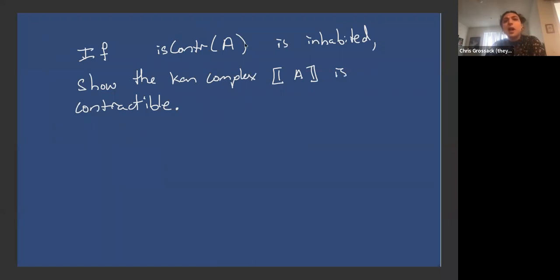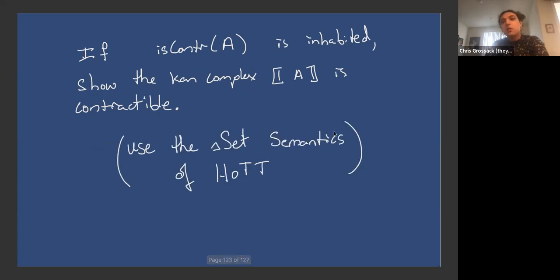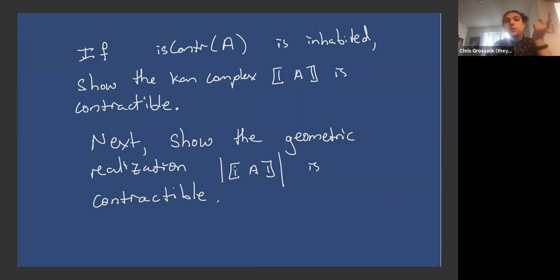Take some inhabitant of "is contractible A", and then show that the Kan complex associated to A genuinely is contractible. This exercise is, on the one hand, hard, but on the other hand, if you really understand this syntactic translation and you know a couple of facts about simplicial sets, you can really do this. And so you're going to use the semantics of homotopy type theory, of course, and then show the geometric realization.